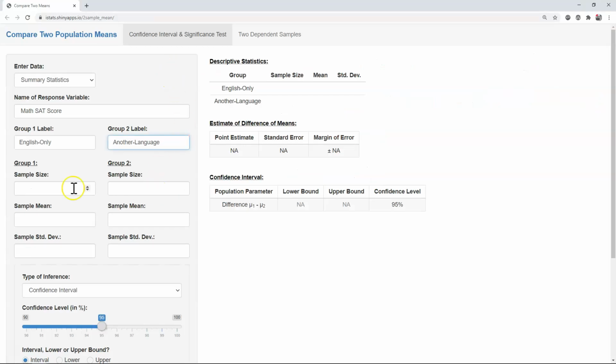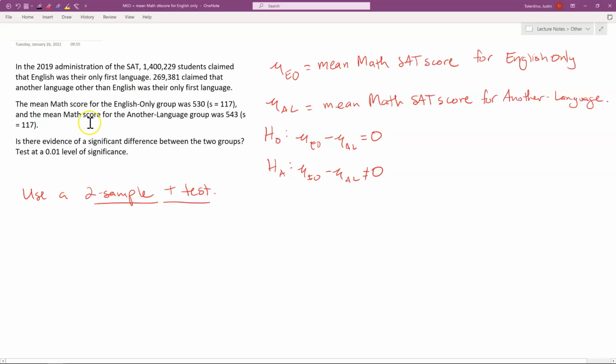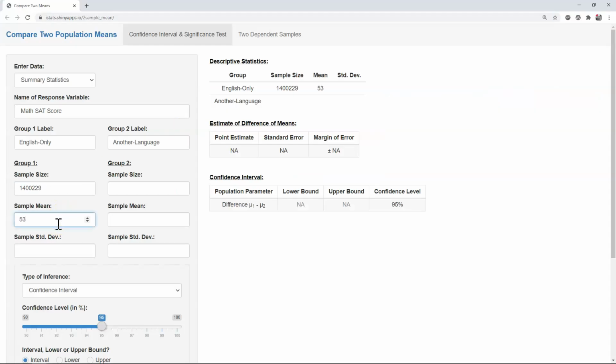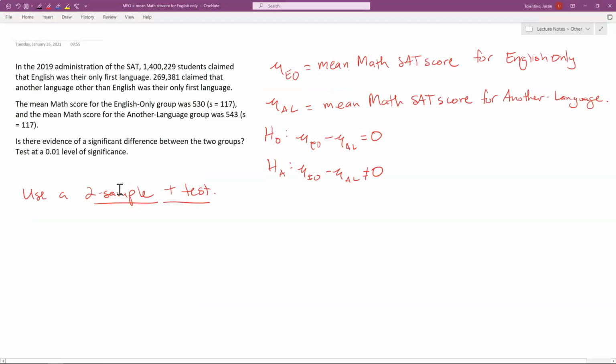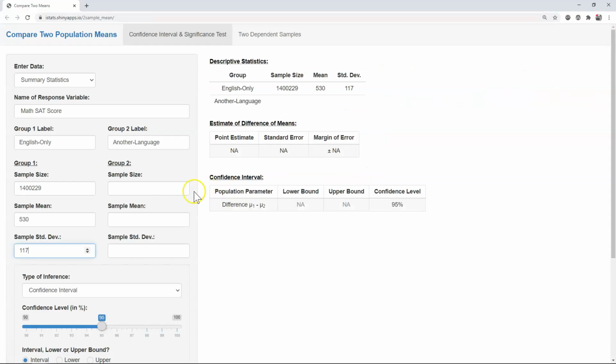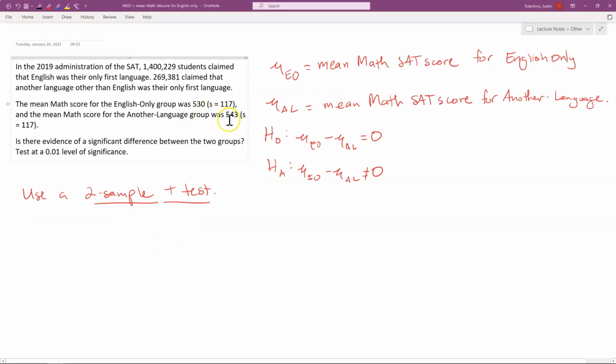So we have 1,400,229, and we have a sample mean of 530 and a sample standard deviation of 117. And we'll do the same thing with the another language group. Here we only have 269,381. And for the sample mean and standard deviation, it's given to us as 543 and 117.